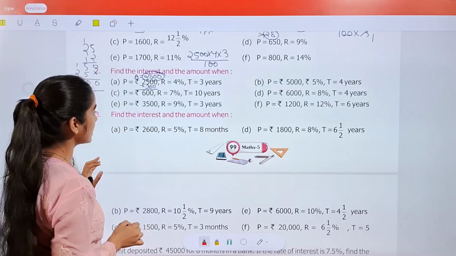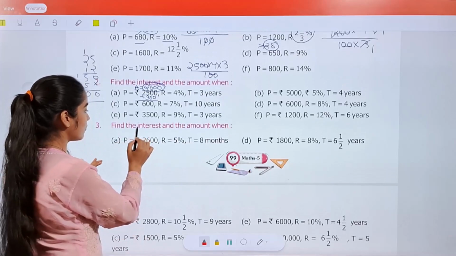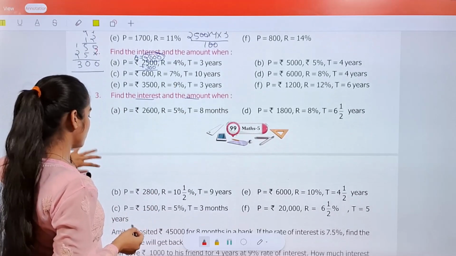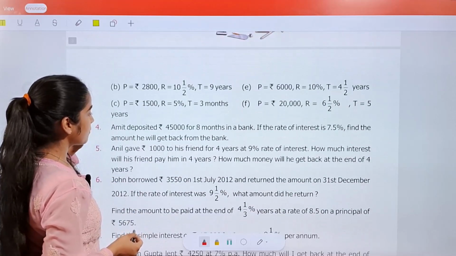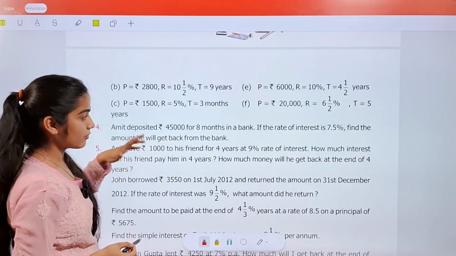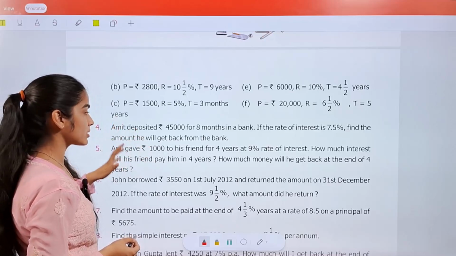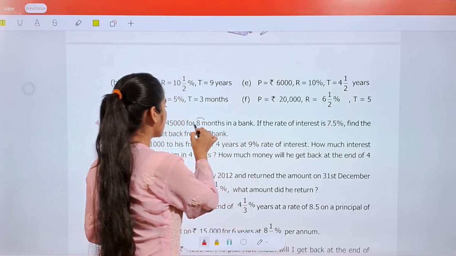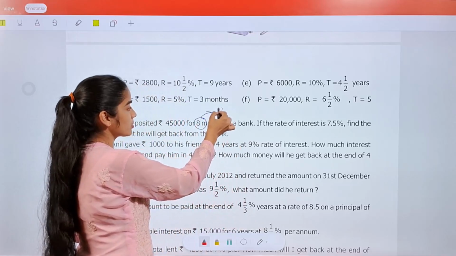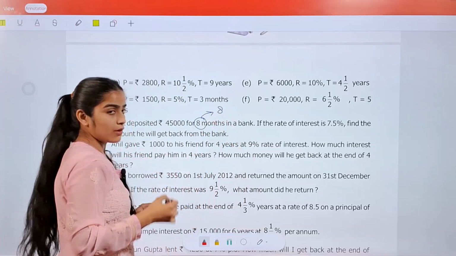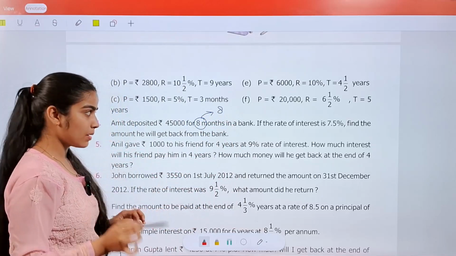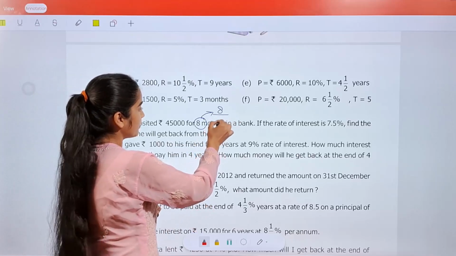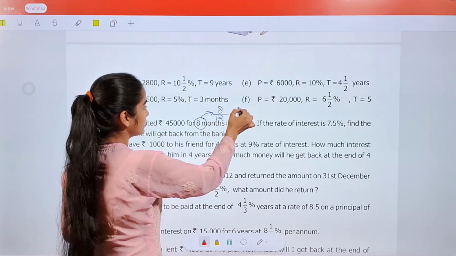Find the interest and the amount when... So you have to now find the interest and amount, the same thing we are doing here. So you have to solve it. Ahmed deposited 45,000 for 8 months in a bank. If the rate of interest is 7.5%, find the amount he will get back from the bank. So first we have to convert this into a year, because this is in months, and while we are calculating the rate of interest, we take the unit of years. So 8 by 12, your answer will be 2 by 3.